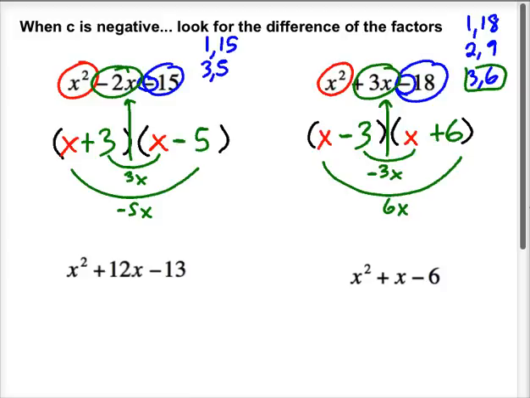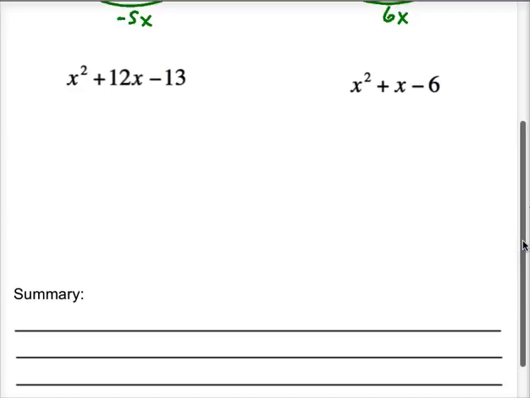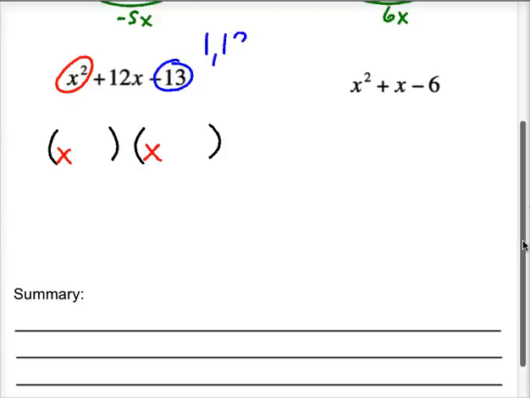All right, so let's keep going. This one here. Again, always set up your parentheses. x squared comes from x and x. 13 is nice because it's prime, so that is the only combination that multiplies to 13. But again, I'm going to notice right away that it is a negative 13. I'm multiplying to a negative number, so that means one of my numbers will be negative, one will be positive.